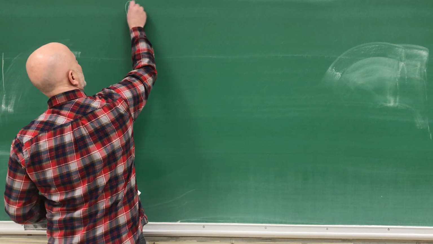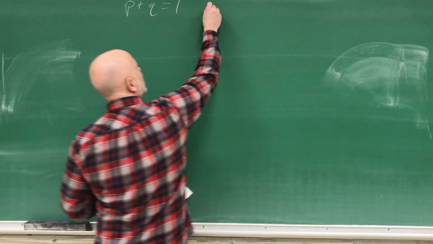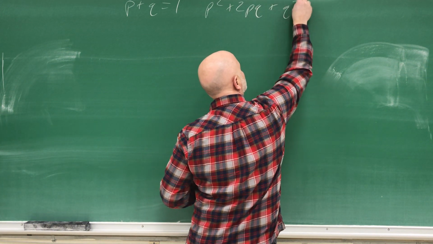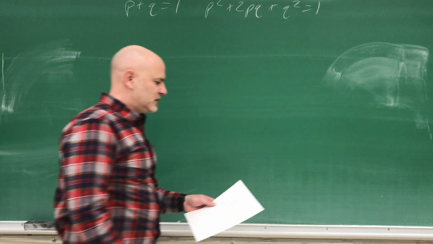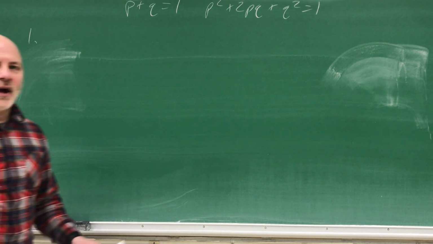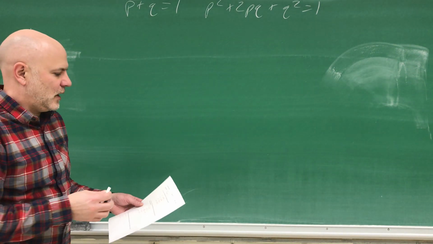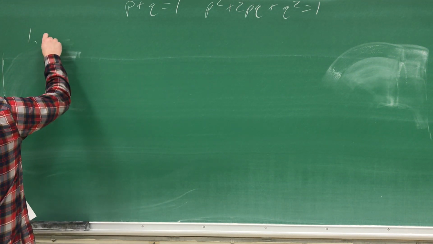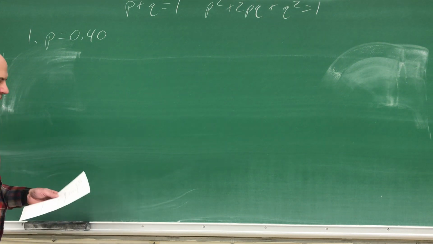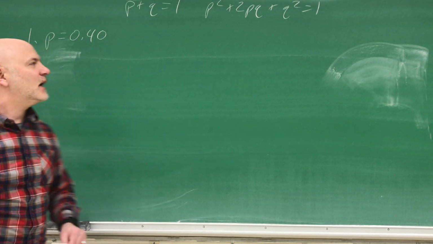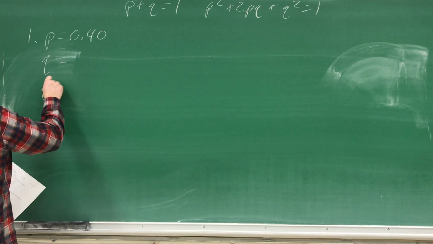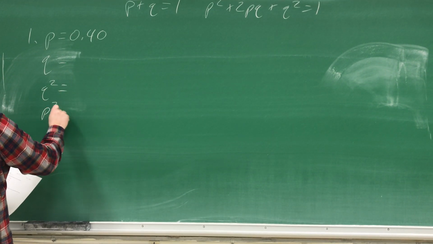One of the things we have to remember is p plus q equals 1, and p squared plus 2pq plus q squared equals 1. And so here we have a couple of problems to try to figure out what all these letters are. The first one, we're given p. Now p is equal to 0.40, and it says, what are the gene frequencies of a population? So we have to figure out what the rest of these are.